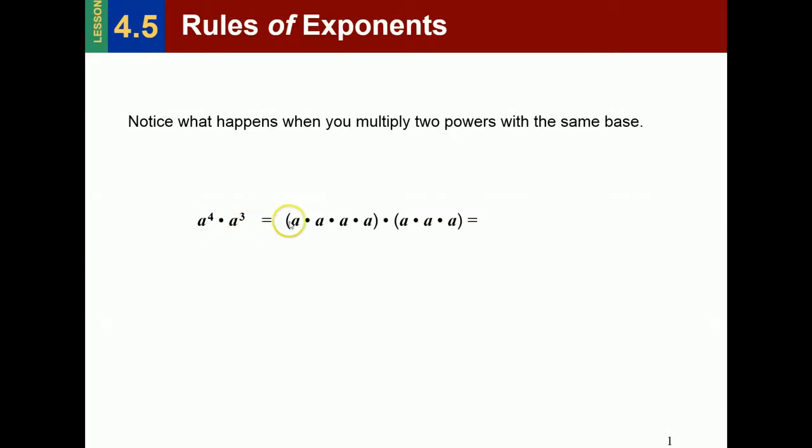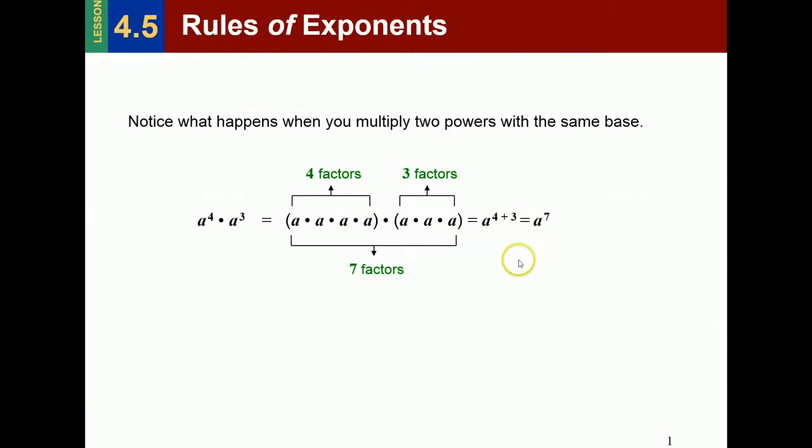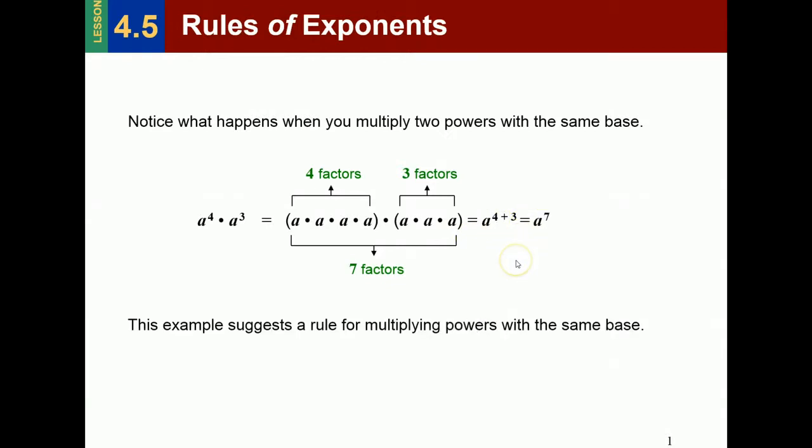So if you write this out, if you expand this, A to the 4th means A times A times A times A. And you're going to multiply that with A cubed, which is A times A times A. Since this is just one giant multiplication problem, what you can notice is that there are 4 factors here and 3 factors here, which together make 7 factors. So when you are just straight multiplying all these things, you can just add the exponents. And that's what this says. It suggests a rule for multiplying powers to the same base. But I'm hoping you see that, right? Repeated multiplication. We're just multiplying the same thing over and over again.